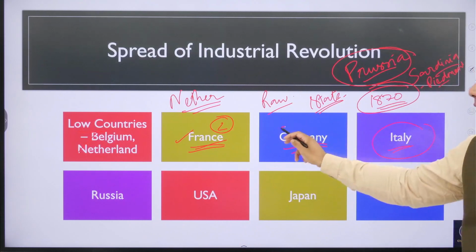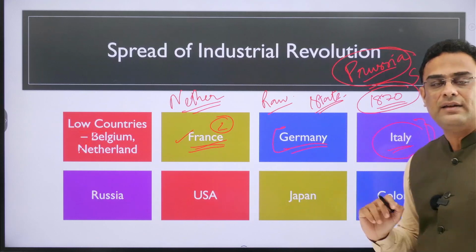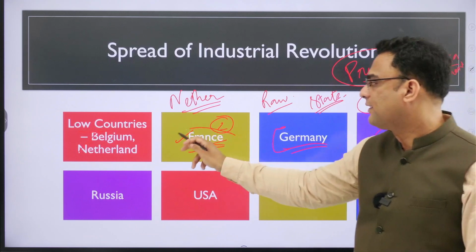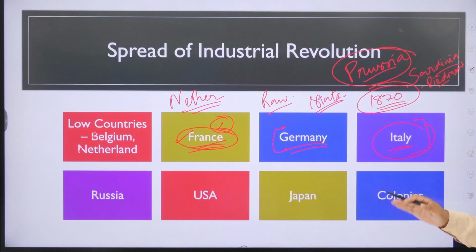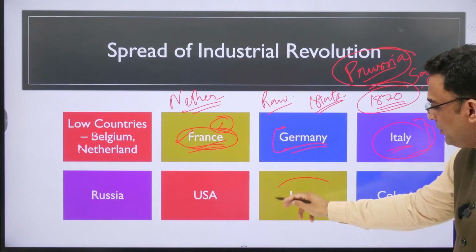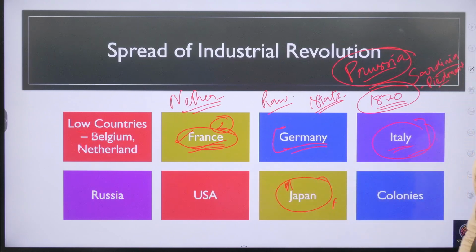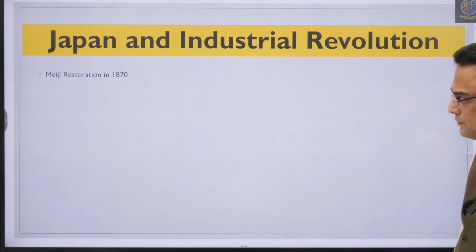I'm not going into too much detail because these two we have to see separately when we discuss unification of Germany and Italy. France also we will discuss in French Revolution. Okay. Next countries are very important: Russia, USA, Japan, and spread to colonies. Japan पर already question आ चुका है UPSC में, so we will see these a little more in detail in next slides. Let us first talk about Japan since UPSC has already asked a question on Japan.